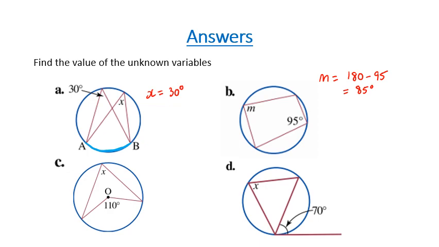In our third question, we know that the center angle is twice the size of the circumference angle. So therefore, x must be 110 divided by 2. And therefore x is equal to 55 degrees. And in our last question, we know that the angle made between a chord, which is here, and the tangent, which is there, is the same as the opposite internal angle here. So therefore x must equal 70 degrees.